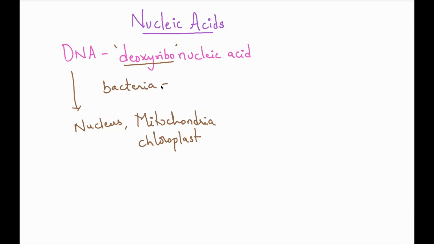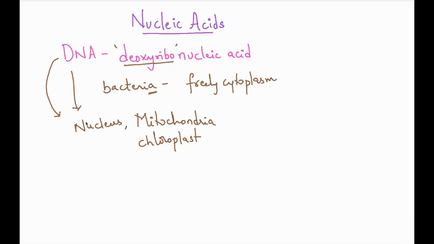In the case of prokaryotes, which include bacteria, the DNA is not surrounded by a nuclear membrane and lies freely in the cytoplasm of the bacterial cell. So this is the most fundamental difference. In eukaryotes, the DNA is surrounded by a nuclear envelope and is contained in a nucleus, whereas it resides freely in the cytoplasm of prokaryotes.